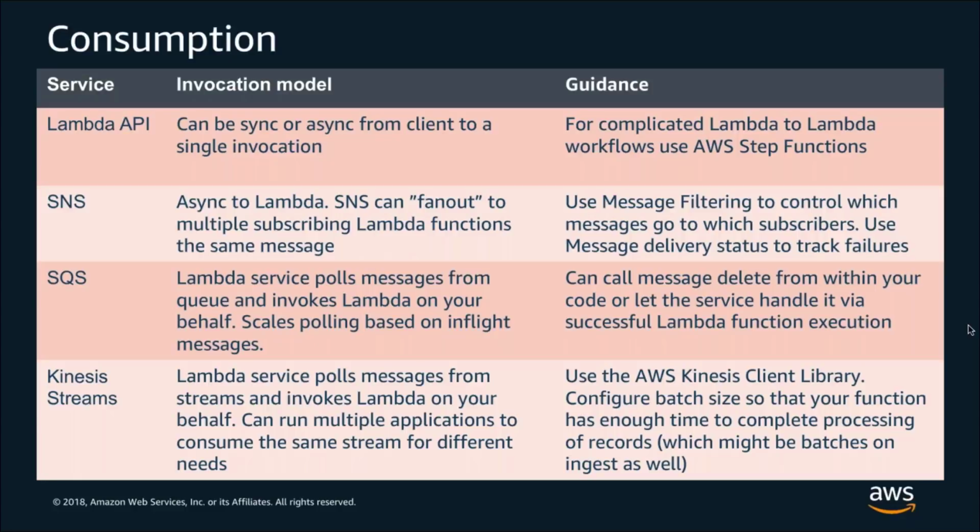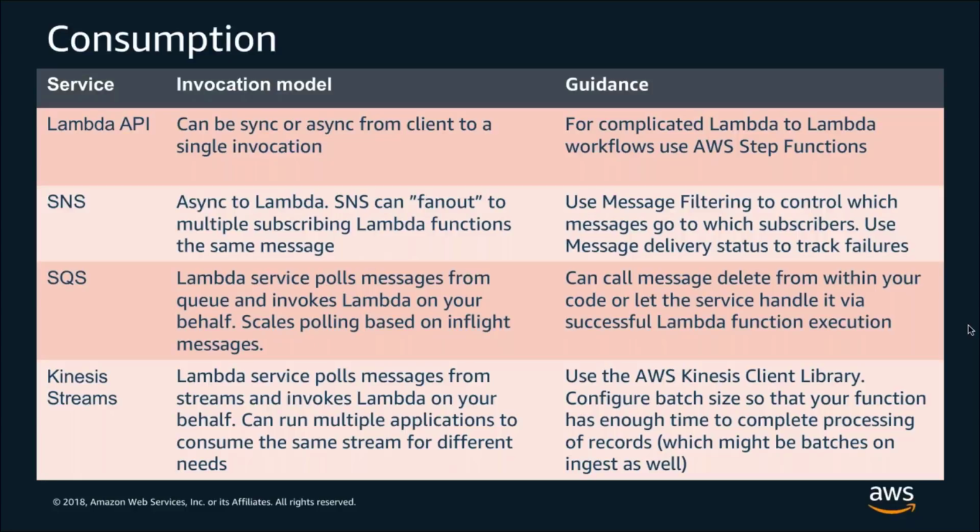Now with Kinesis streams, very similar to SQS, they're both polling based. Lambda polls the service on your behalf, takes messages from the Kinesis stream and the shards inside of it, and then directly invokes Lambda functions in a synchronous model. In this case, what's typically going to happen is the polling function is using the Kinesis Client Library to pull the data out and invoke your Lambda function.